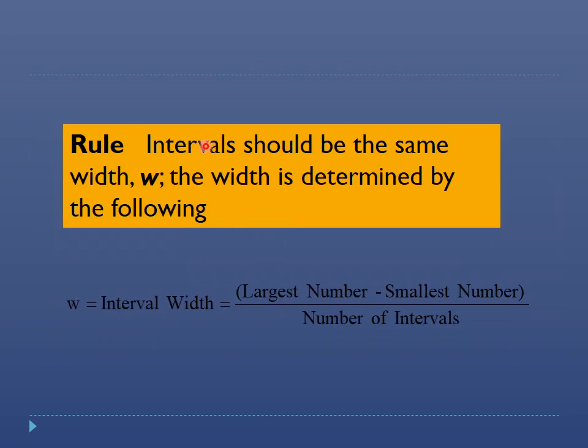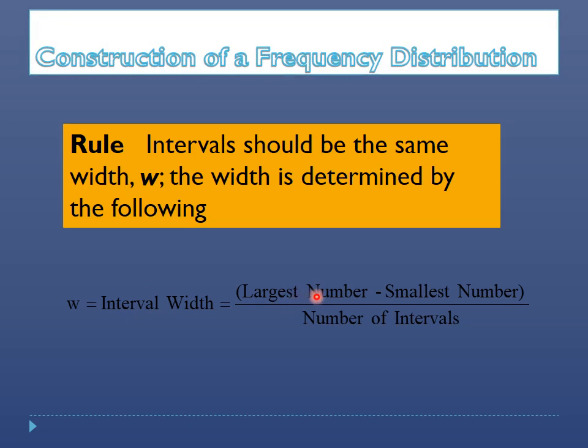Rule: intervals should be the same width. We can say W, the width, is determined by the following formula. W is equal to the interval width: the largest value which is given in the data minus the smallest value which is given in the data, divided by the number of intervals which are required.